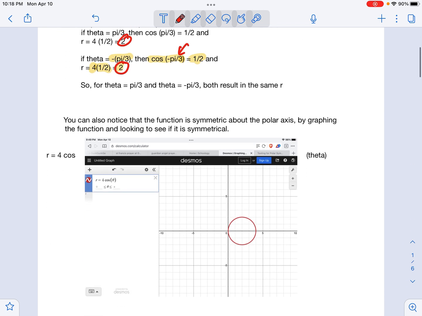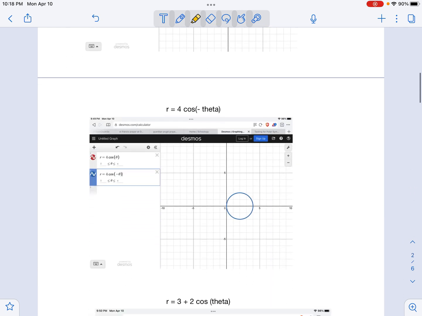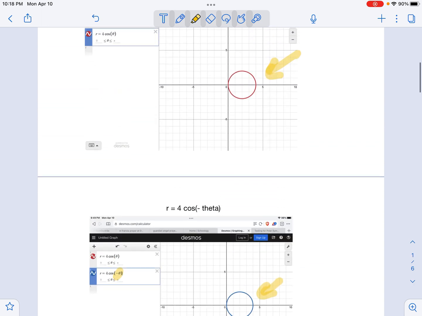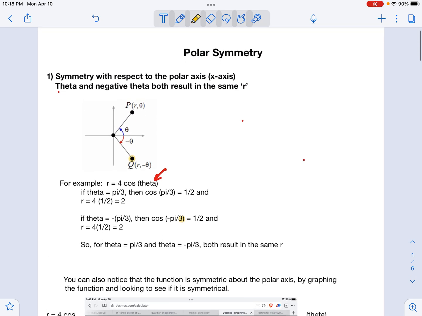You can also notice that the function is symmetric about the polar axis by graphing the function and seeing if it's symmetrical. If you graph the function r equals 4 cosine theta, down here, you can see that this is the graph that results. Now if we change theta to negative theta, it's the same thing. So that concludes the first test of symmetry with respect to the polar axis.